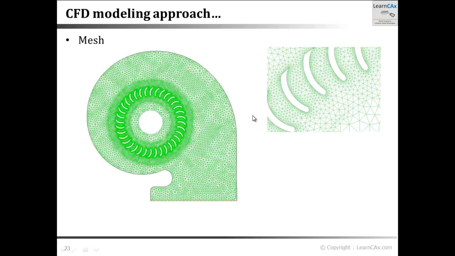The mesh for this particular 2D geometry is highlighted here. Near the blades, we have a finer mesh in order to capture the blade profile, as you can see in the zoom view of this mesh. This is the overall mesh, which is comparatively coarser. Only the region around the blades is captured using a finer mesh.